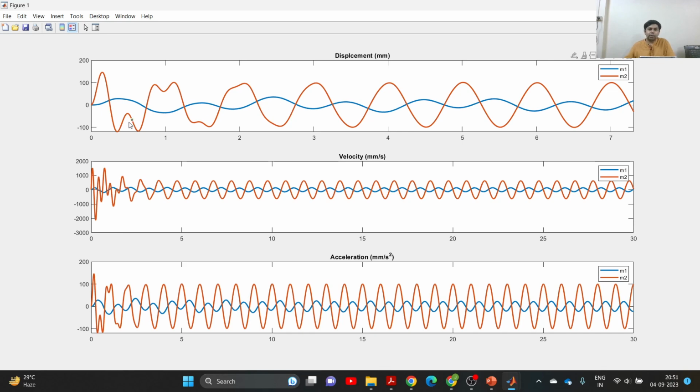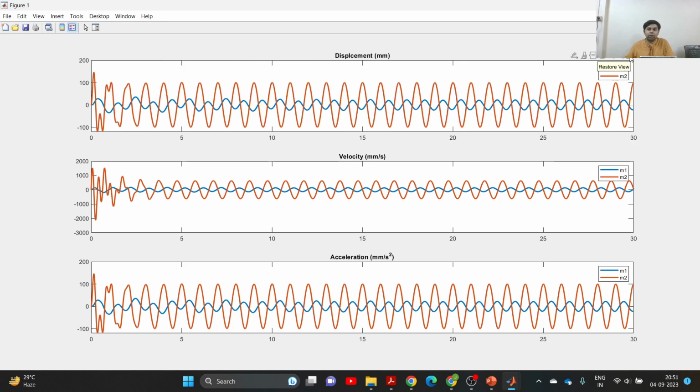We can see that the magnitude of the displacement of the car body is much smaller than the displacement of the mass m2. So the suspension values that we have chosen, whatever values we have assumed, seem to satisfy our equations properly. This has been plotted in mm.